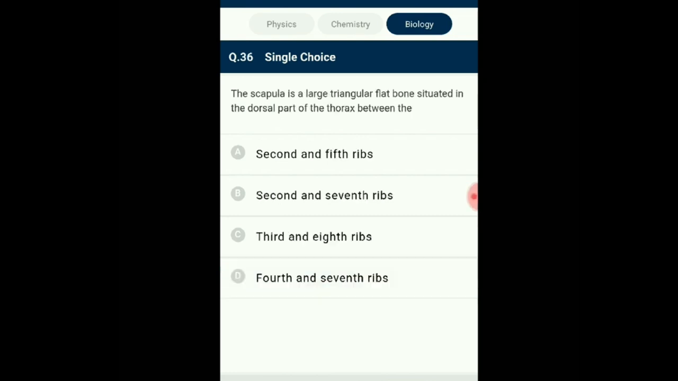Question number 36. The scapula is a large triangular flat bone situated in the dorsal part of the thorax between the second and seventh ribs. The dorsal flat triangular body of the scapula has a slightly elevated ridge called the spine, which has a flat expanded process called the acromion. So the answer is option B, second and seventh ribs.